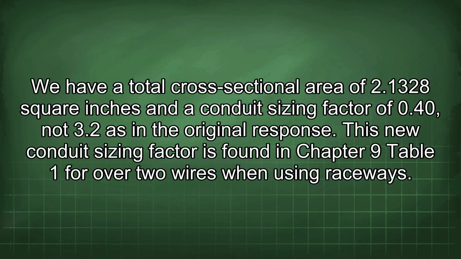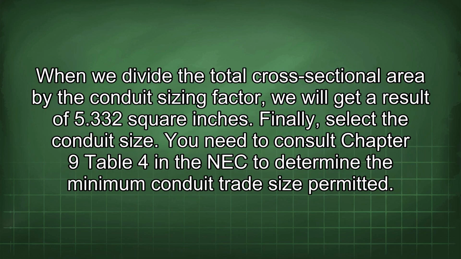We have a total cross-sectional area of 2.1328 square inches and a conduit sizing factor of 0.40, not 3.2 as in the original response. This new conduit sizing factor is found in Chapter 9 Table 1 for over 2 wires when using raceways. When we divide the total cross-sectional area by the conduit sizing factor, we will get a result of 5.332 square inches. Finally, select the conduit size.